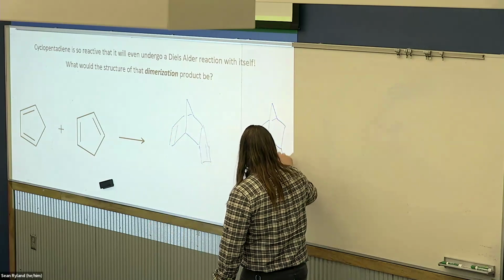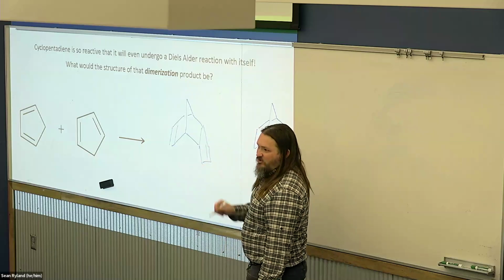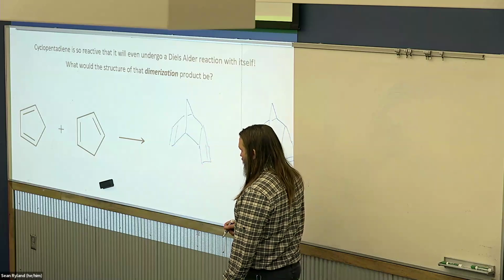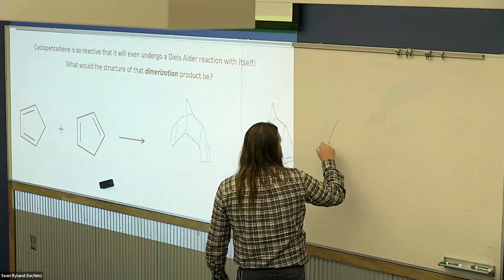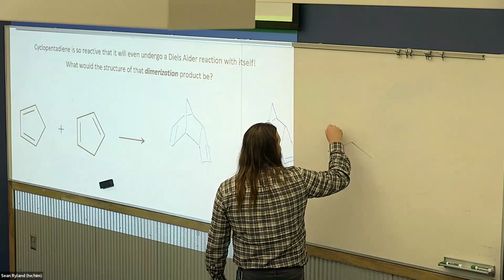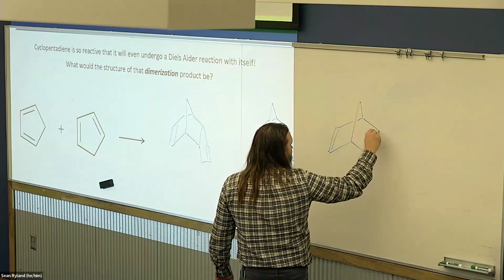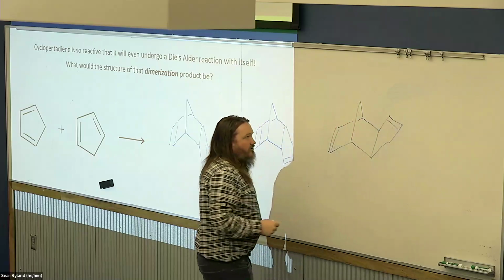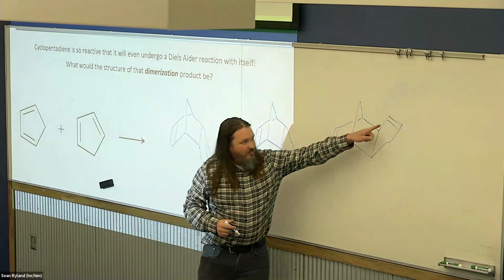Our other endo products are both still downward, but our pi bond is on the part facing towards us. And then we would have both exo products as well, where they're both facing. There's an exo product. The other exo product would be with the pi bond here.